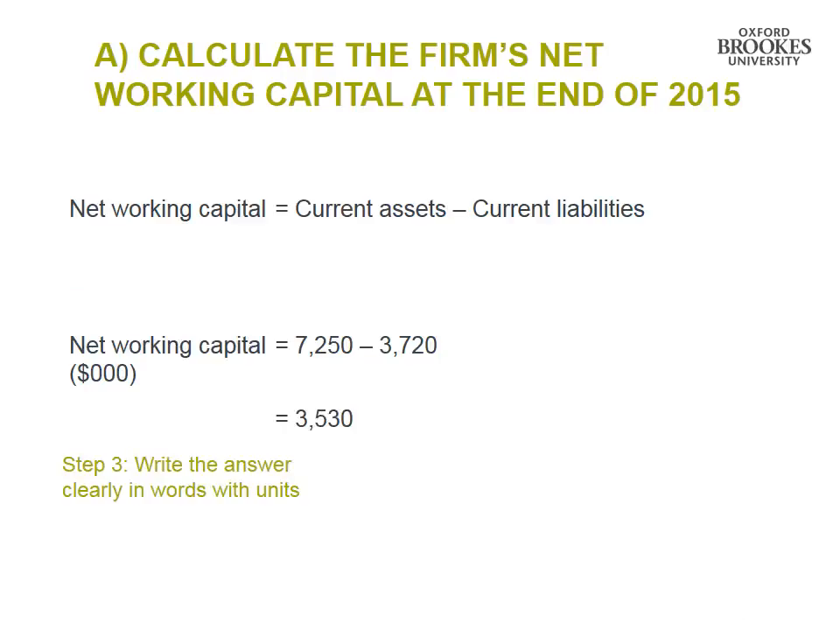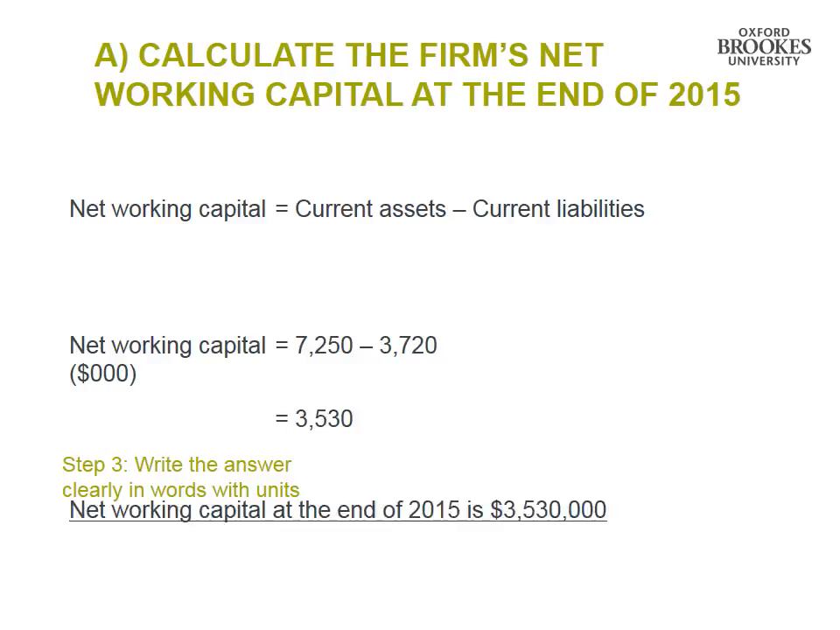Always remember, try to help the examiner out. Write the answer clearly in words with units so we're absolutely clear what is your answer, what you're saying to us. And try to use the words of the question. The question says, calculate the firm's net working capital at the end of 2015. So your final answer should be, the net working capital at the end of 2015 is, and then make sure you get your units right. In this case, it is thousands of dollars. And that's what your answer looks like on the page.